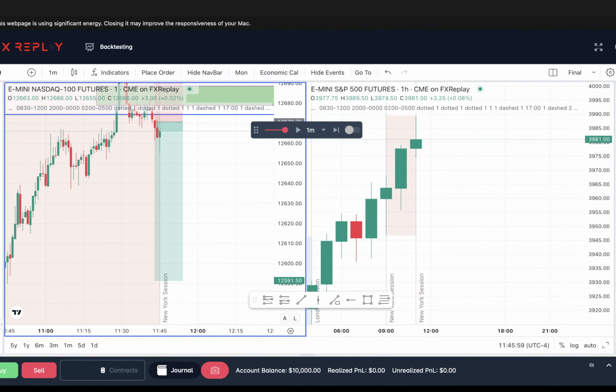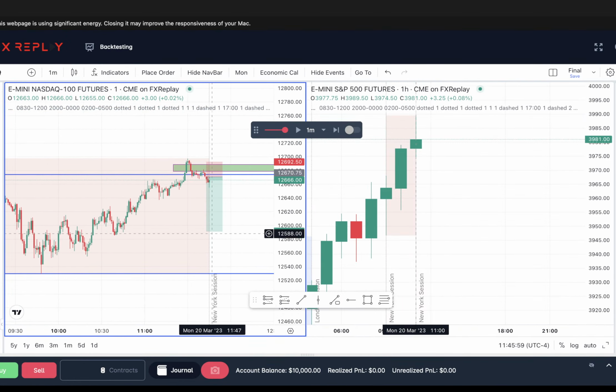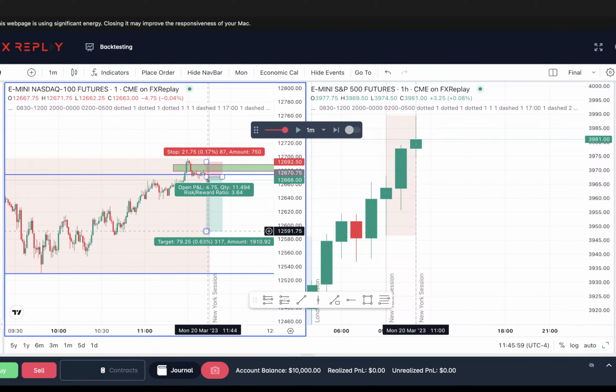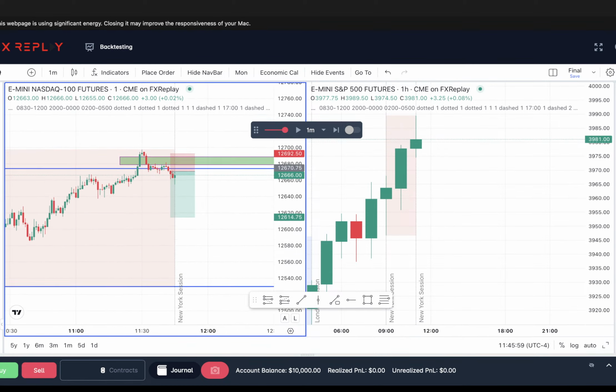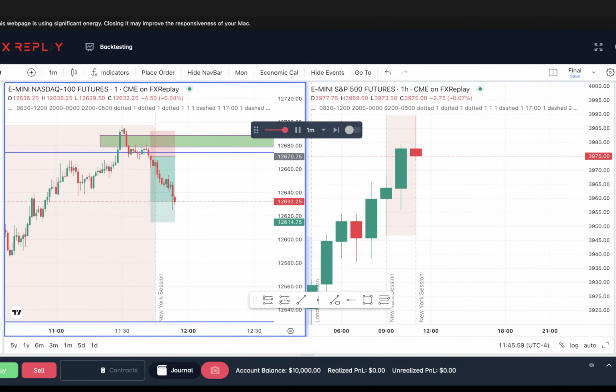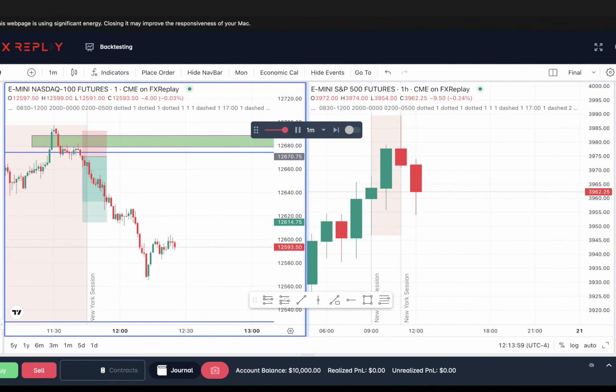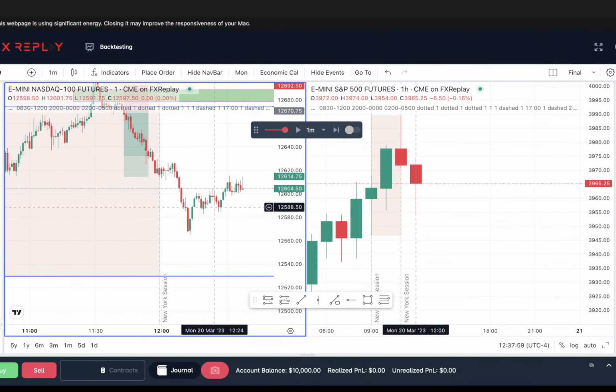I wouldn't take it to the other side. I would take it for, like I said, 1 to 3, or let's just do 1 to 2.7. It might go over to the other side. I mean, it went pretty far.